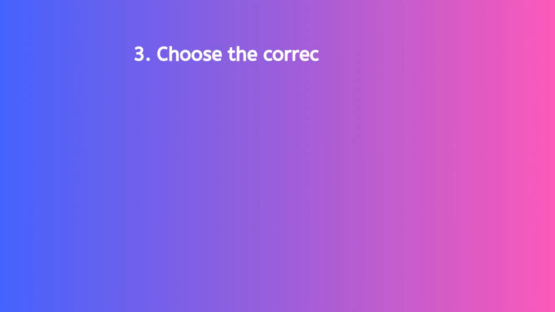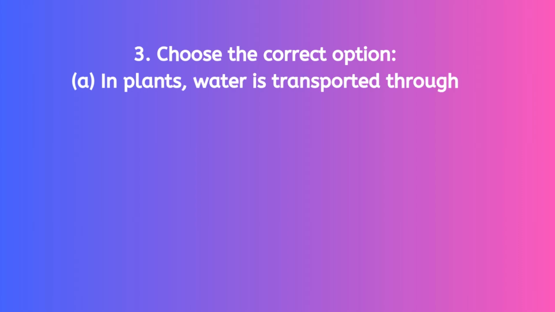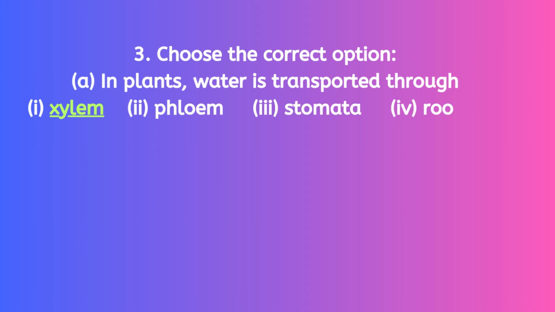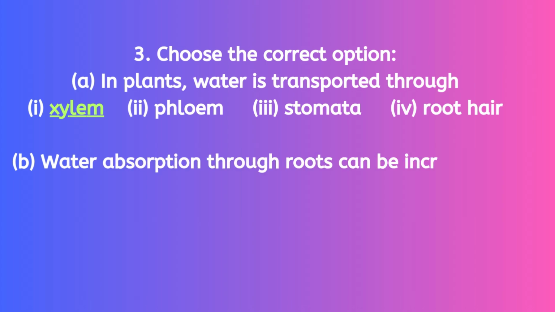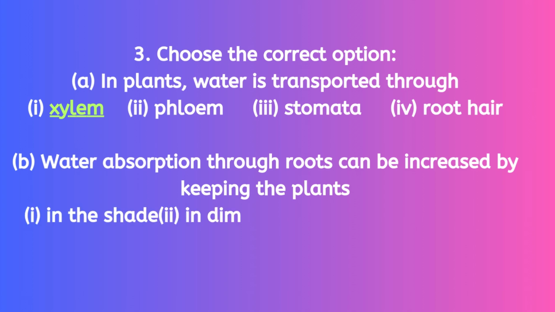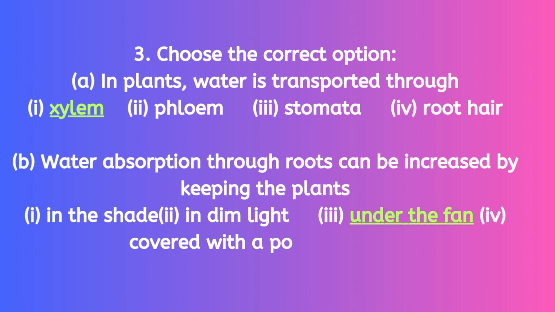3. Choose the correct option. A. In plants, water is transported through 1. xylem, 2. phloem, 3. stomata, and 4. root hair. B. Water absorption through roots can be increased by keeping the plant 1. in the shade, 2. in dim light, 3. under the fan, 4. covered with a polythene bag.